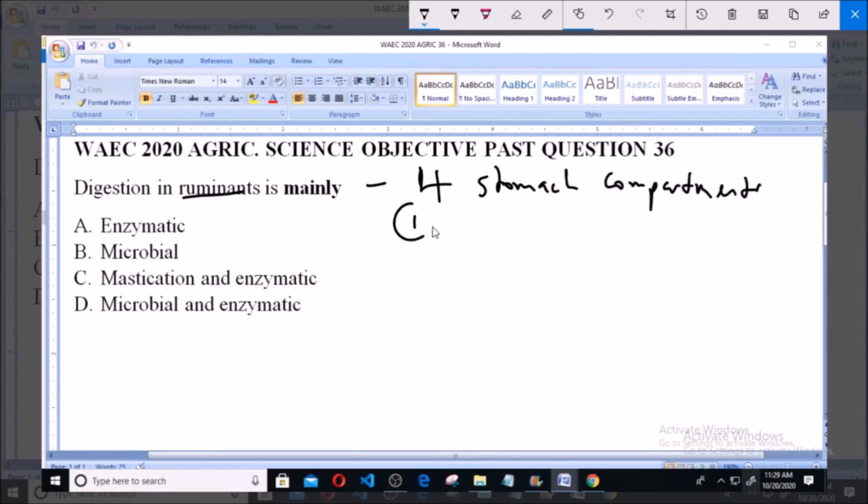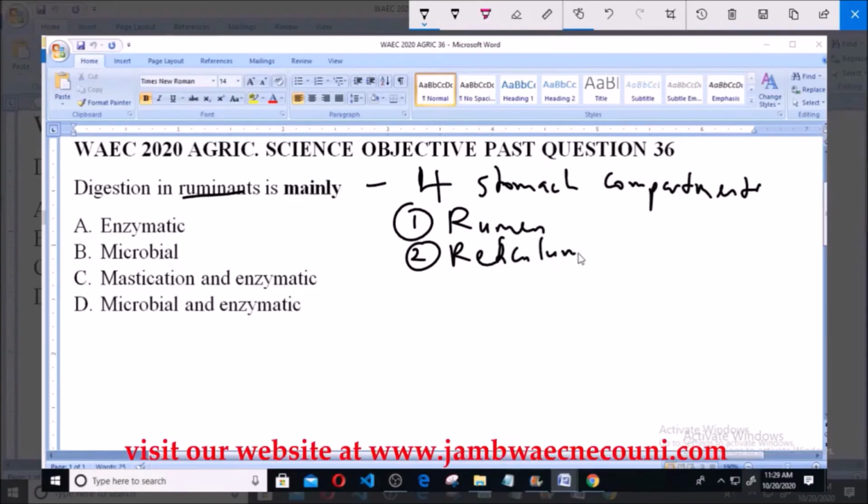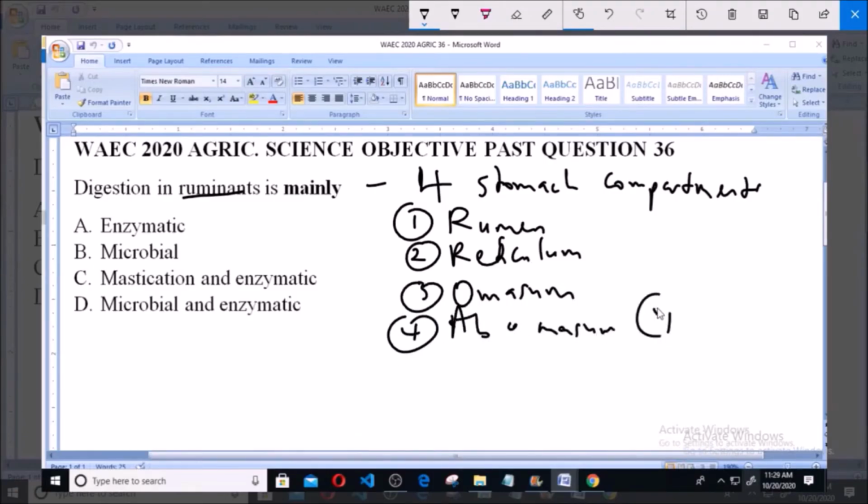Those 4 stomach chambers are namely, first the rumen, secondly the reticulum, thirdly the omasum, and the 4th chamber is known as the abomasum. This is usually referred to as the true stomach. So these are the 4 stomach compartments, and each of them is known for various functions.